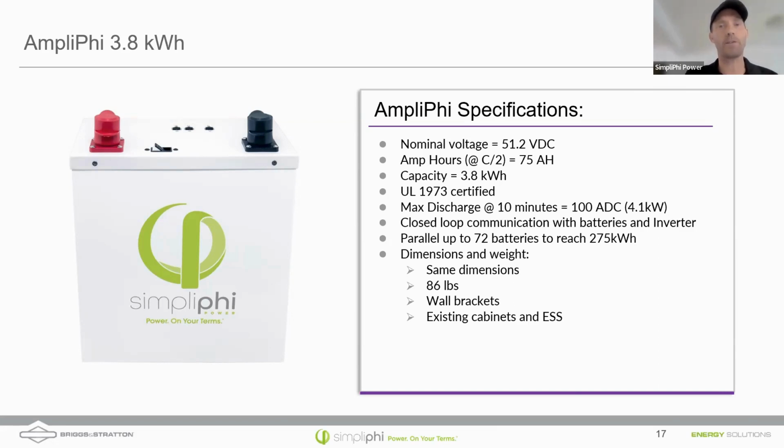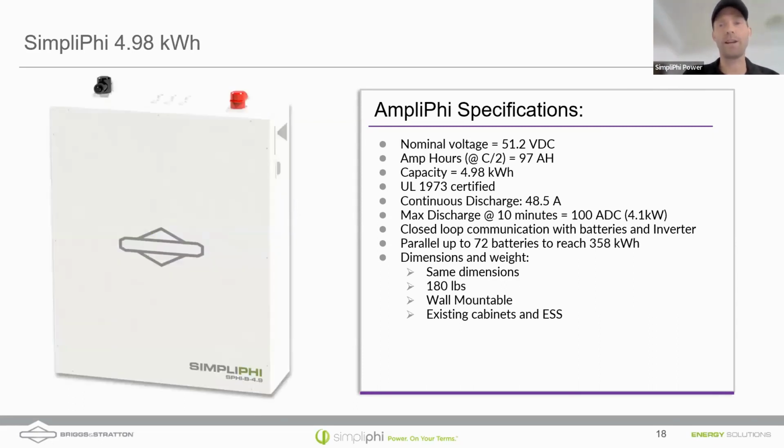So the capacity of the battery is how much energy it can hold. The power output of the battery is how quickly it can release this energy. So this battery can produce a little over 3 kilowatts. This one will surge to 100 amps. This can produce 4.1 kilowatts of output power for only 10 minutes. But then it's rated at C/2, so just under 1.9 kilowatts for continuous output power per battery.